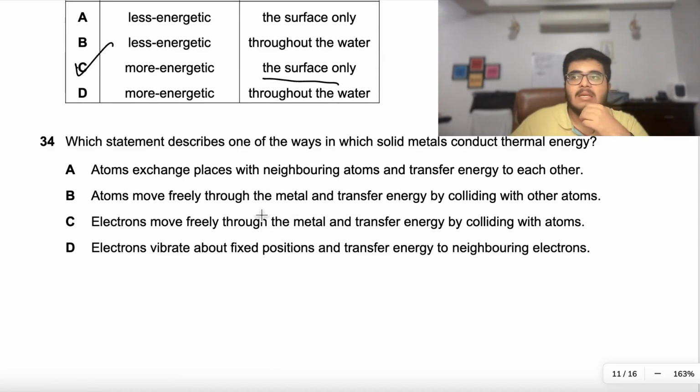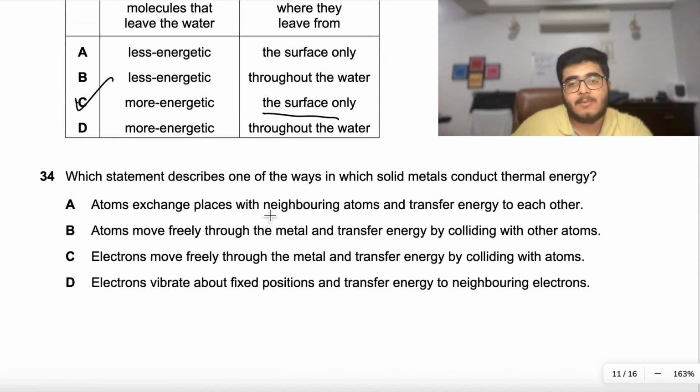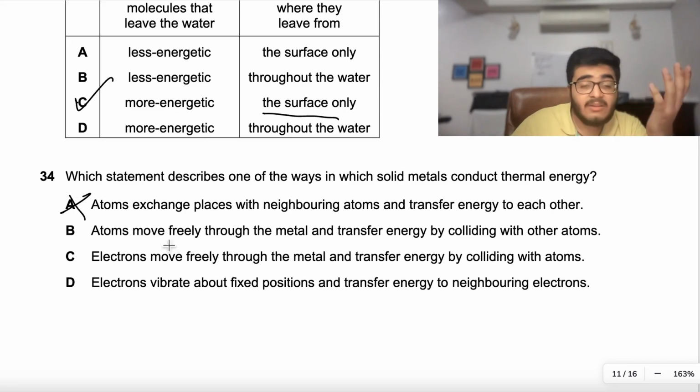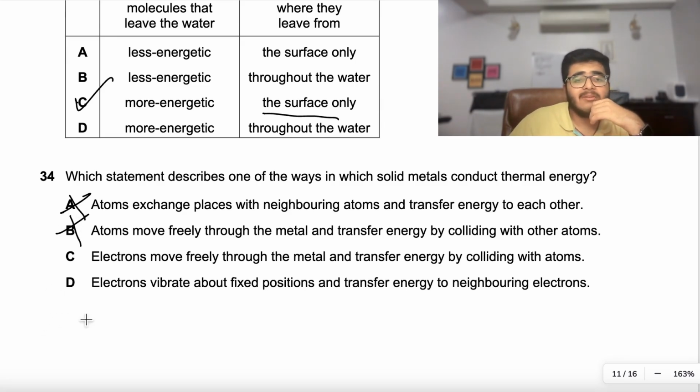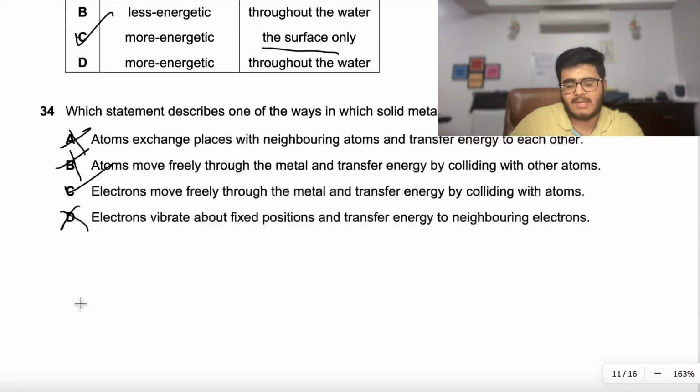Question number 34 says, which statement describes one of the ways in which solid metals conduct thermal energy? Atoms exchange particles? No, that's not scientifically possible. Atoms move freely through the metal? No, they do not move freely through the metals. Electrons do. Electrons move freely through the metal and transfer energy by colliding with atoms? Yes. So question number 34, the correct answer is C. Electrons vibrate? No, electrons cannot vibrate. Atoms vibrate.